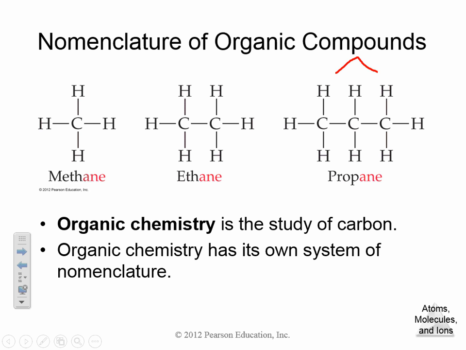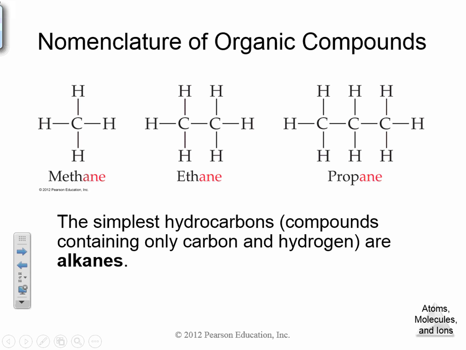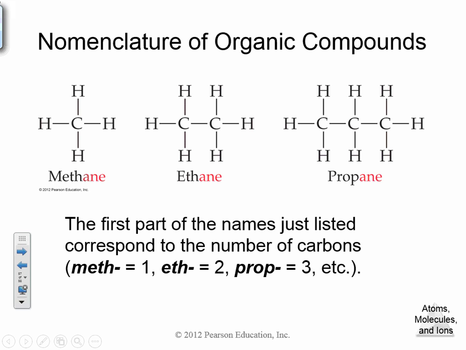The prefixes we use vary slightly from what we use when comparing two nonmetals, and it really only changes for the first four. So meth is 1, as you can note here, eth is 2, prop is 3, and but is 4. After 4, 5 through 10 are the same as naming nonmetals: penta, hexa, hepta, octa, non, and dec are your prefixes for naming organic molecules. So they are the simplest hydrocarbons. They contain only hydrogen and only carbon. We talked about how we name them.